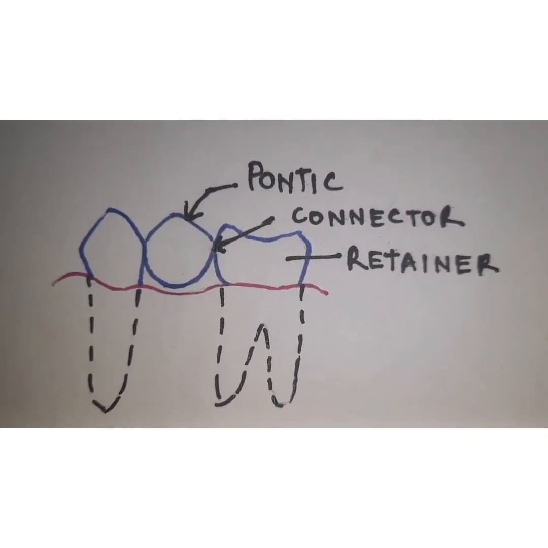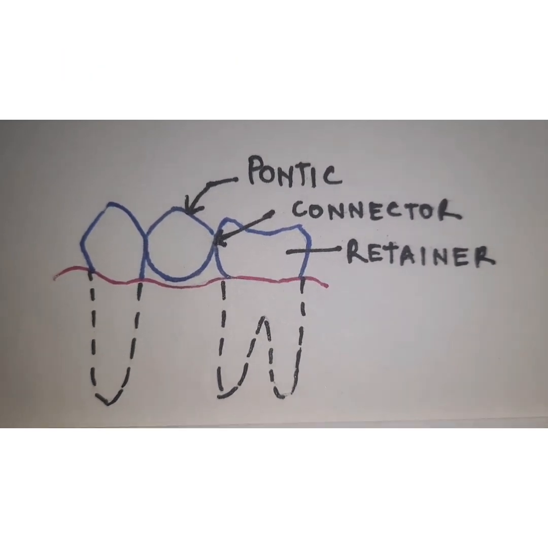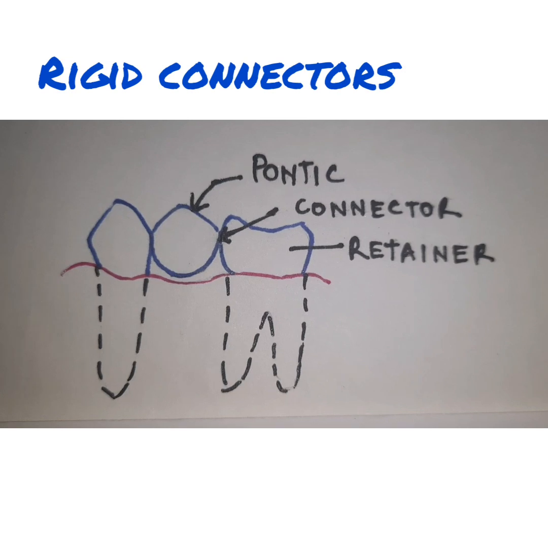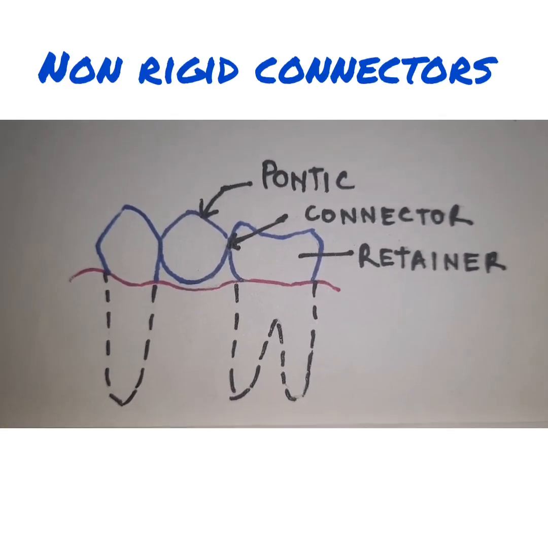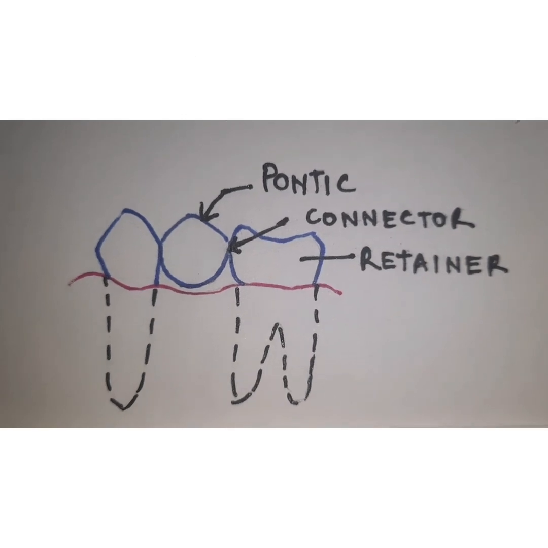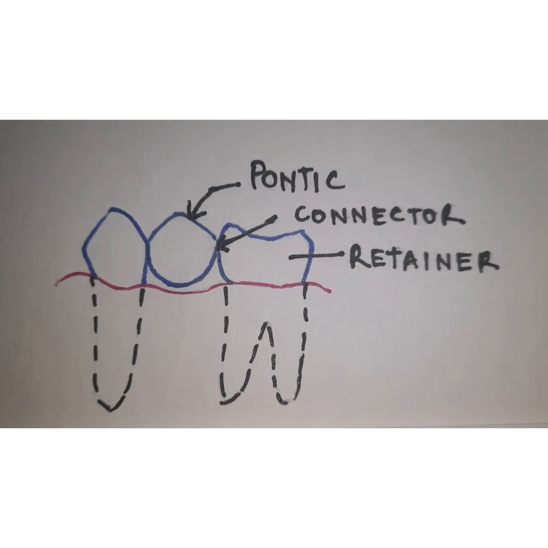Next is classification of connectors. Connectors are majorly of two types. One is the rigid connectors and another one is the non-rigid connectors. Rigid connectors are of four types. They are cast connectors, soldered connectors, welded connectors and loop connectors.